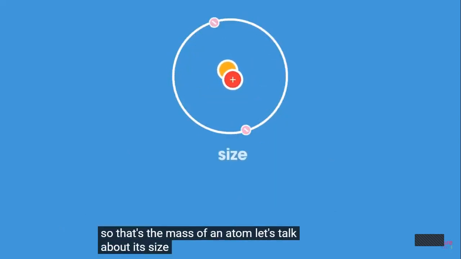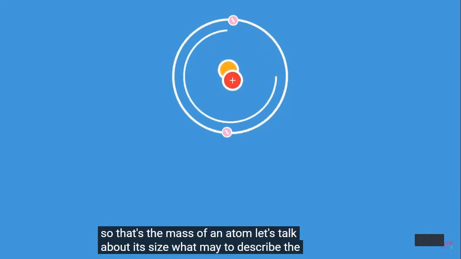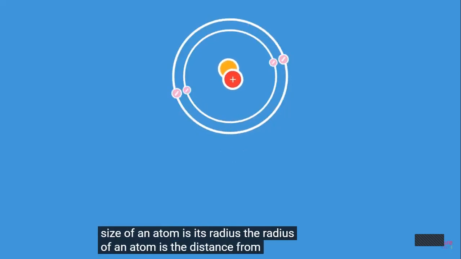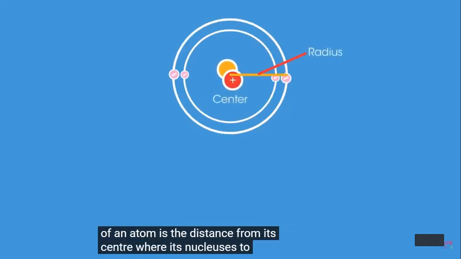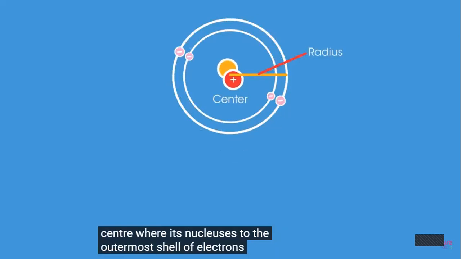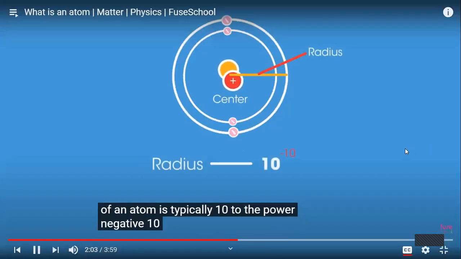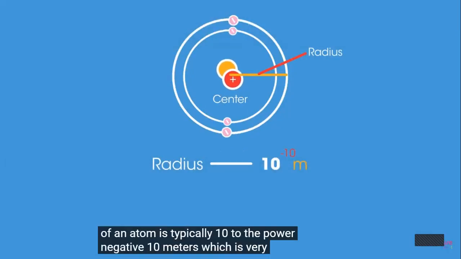Let's talk about its size. One way to describe the size of an atom is its radius. The radius of an atom is the distance from its center, where its nucleus is, to the outermost shell of electrons. The radius of an atom is typically 10 to the power negative 10 meters, which is very small.